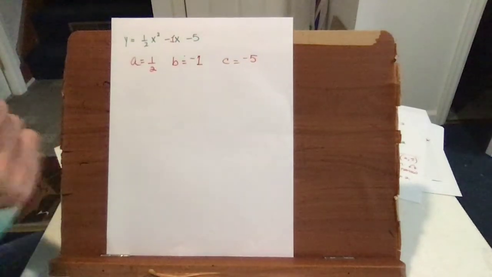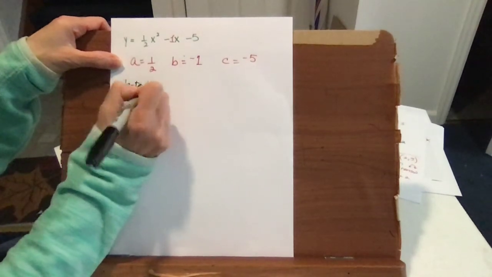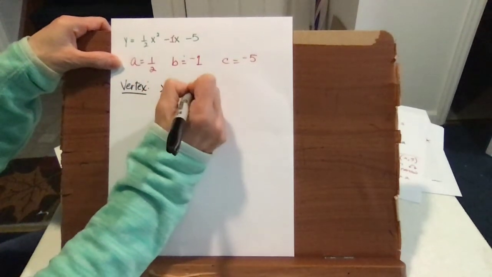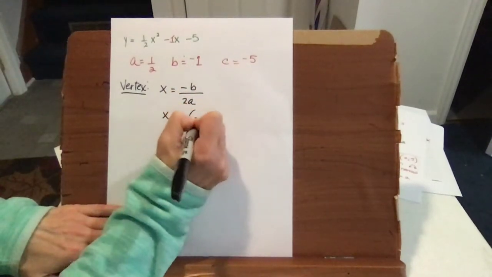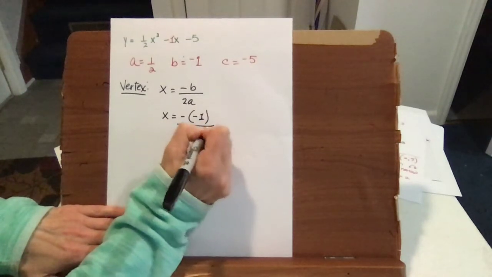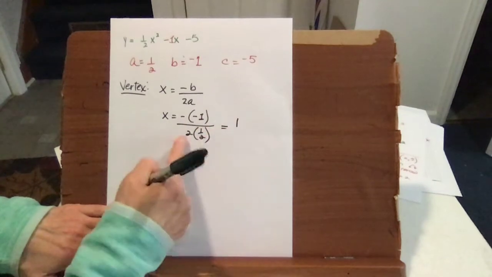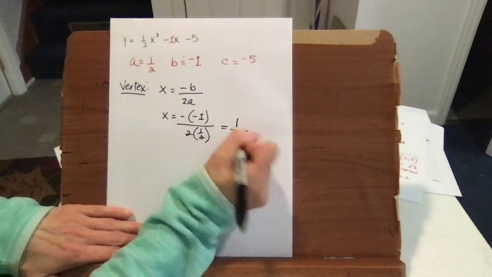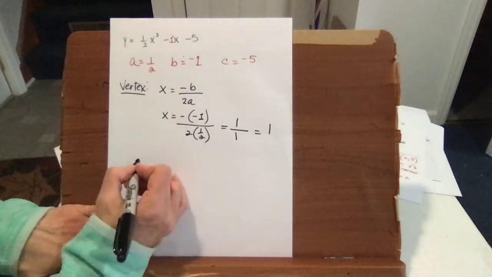Our vertex, for the x value, is x equals the opposite of b over 2 times a. So x equals the opposite of negative 1 over 2 times 1/2. Well, the opposite of negative 1 is 1. Half of 2 is 1. So 1 over 1 is 1. So that's our x value for our vertex.